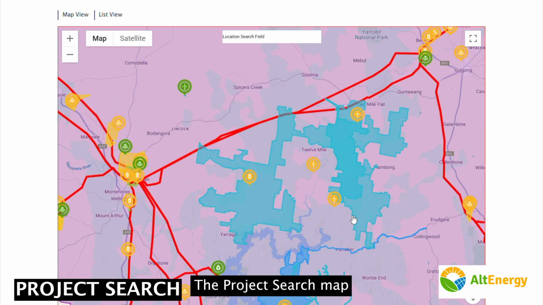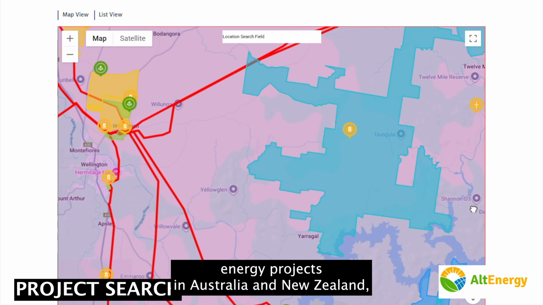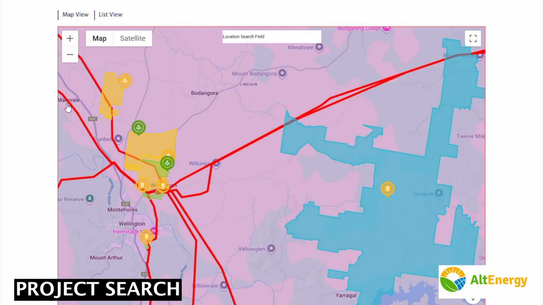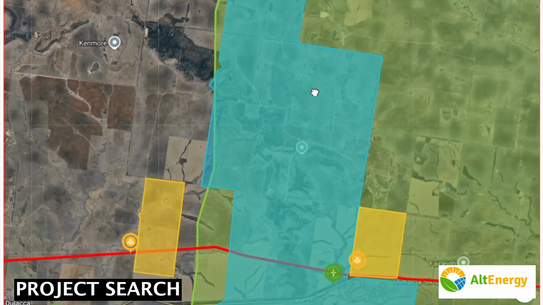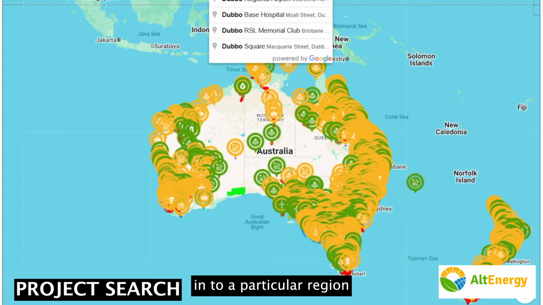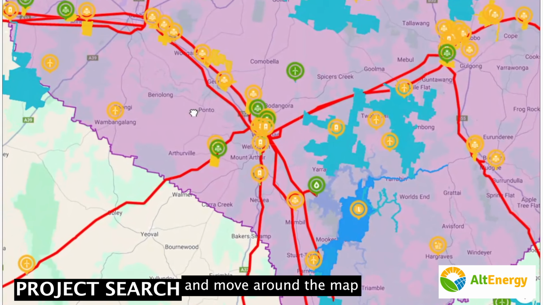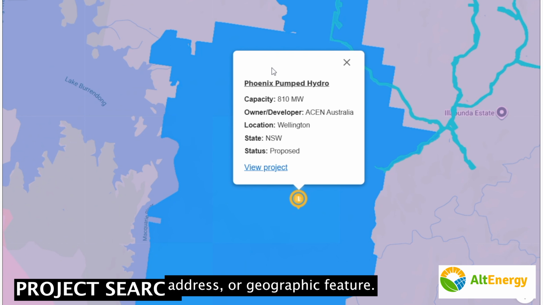The Project Search map provides a clear view of the scale of renewable energy projects in Australia and New Zealand, from the broad scale down to the individual project level. Data is updated 2 or 3 times a week at a minimum, depending on the level of activity. Satellite, terrain and street views are supported. Users can zoom in to a particular region or area on the map down to the individual project level, and move around the map in any direction, or go straight to a location, address or geographic feature if you prefer.